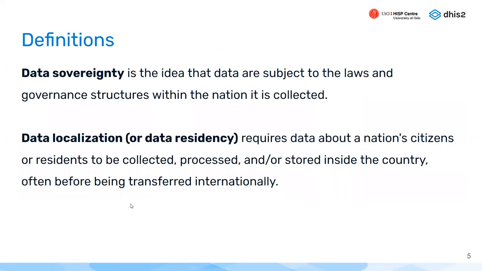Let's go further and talk about two definitions. First is data sovereignty, and this is a concept that tells that data is subject to the laws of the country where it was generated or collected. And the second is a related concept. It's data residency or data localization, and it talks about the way governments try to restrict the use of data outside of their jurisdictions.